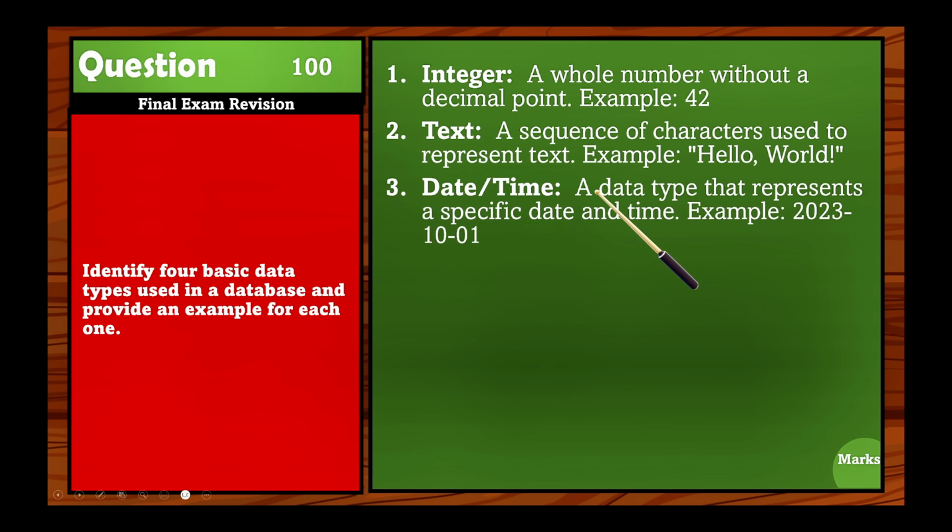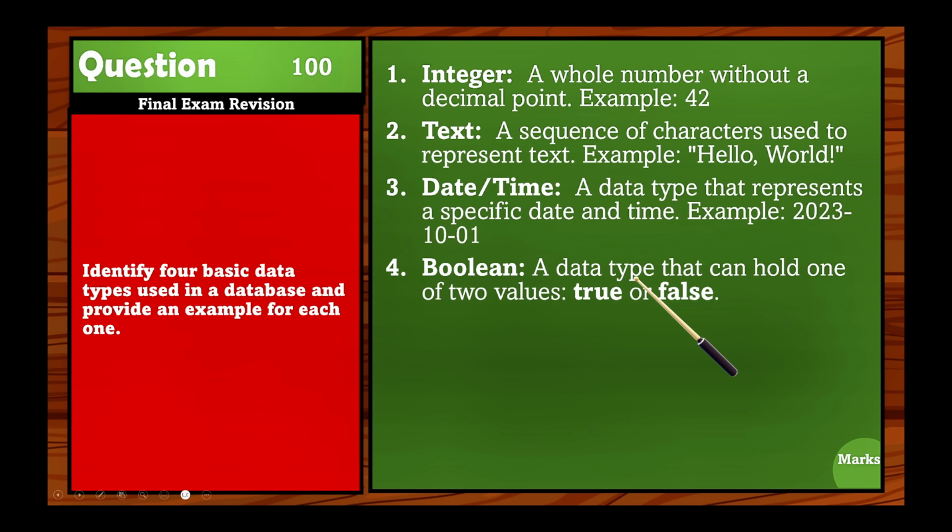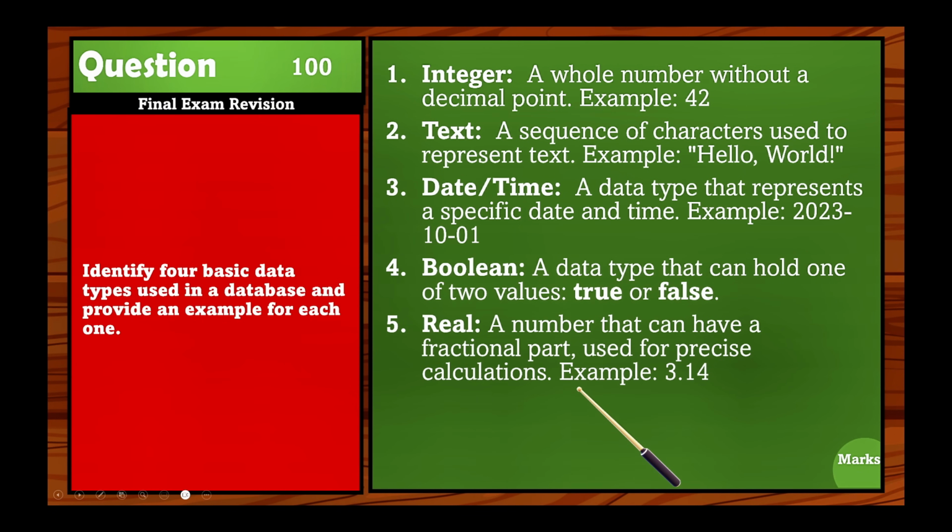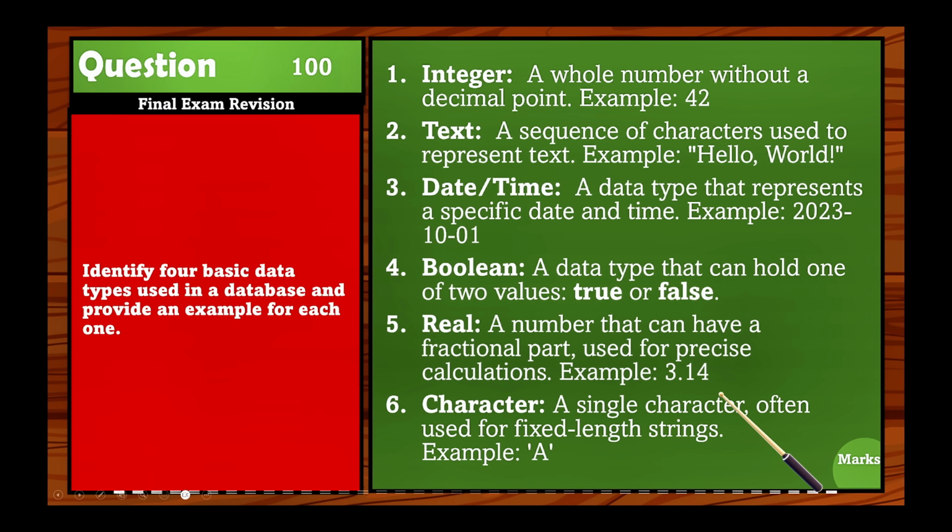Then date and time, a data type that represents a specific date and time. Boolean, a data type that can hold one of two values, true or false. Real, a number that can have a fractional part, used for precise calculation, for example, 3.14. And the last one is character, a single character often used for fixed-length strings, for example, A or any symbol, but a single one. Okay, so that's it.